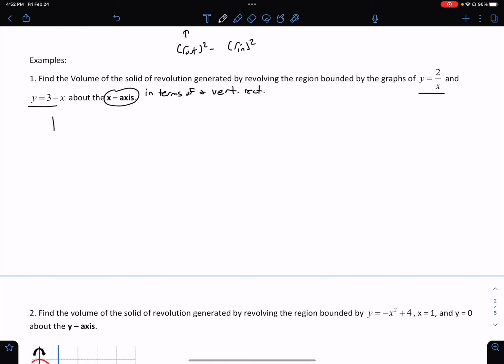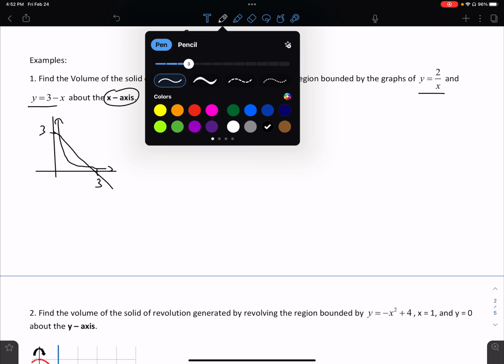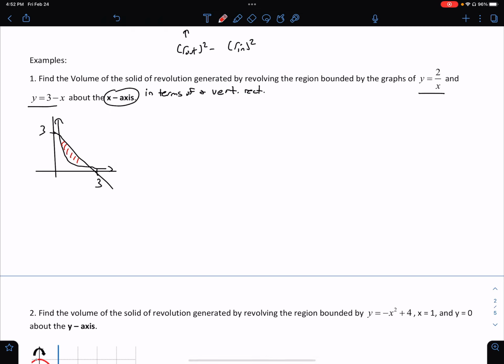That's nice. So if I draw it real quickly, my rational function, there it is, y equals 2 over x, and my line y equals 3 minus x just kind of looks like this. There they are. And we are going to take this region in between and we're going to rotate about the x-axis. So now let's see why we call it the washer method. If I revolve this shaded region around the x-axis, notice what we're going to get.